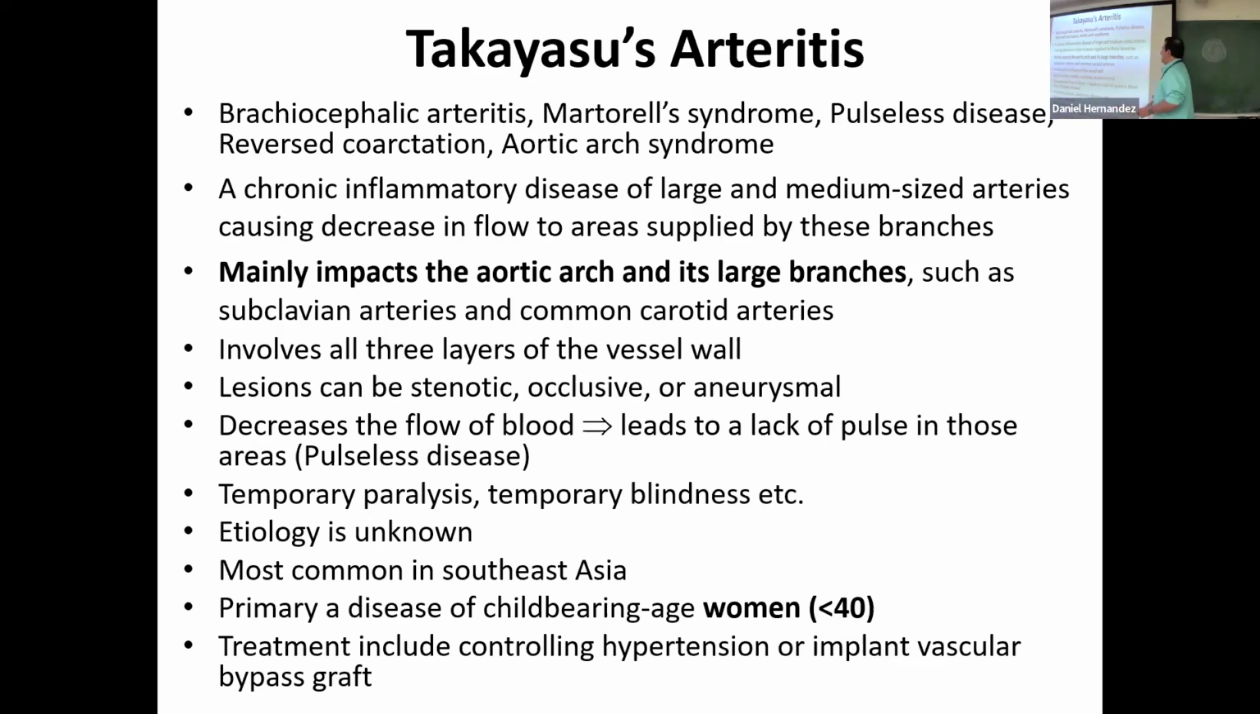So, you'll get board questions: a 30-year-old female of Asian descent presents with bilateral upper extremity weak pulses and maybe some sort of stroke symptom, and dizziness or paralysis or something like that. They'll show you an ultrasound image, and you'll have to make that connection that this is probably Takayasu's arteritis based off of the information that they're giving you. So it helps to know, again, the primary patient populations that are affected by the disease. Treatment in this includes controlling the hypertension or maybe an implant vascular bypass device.